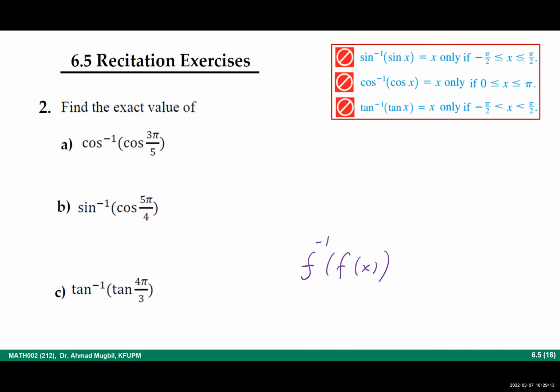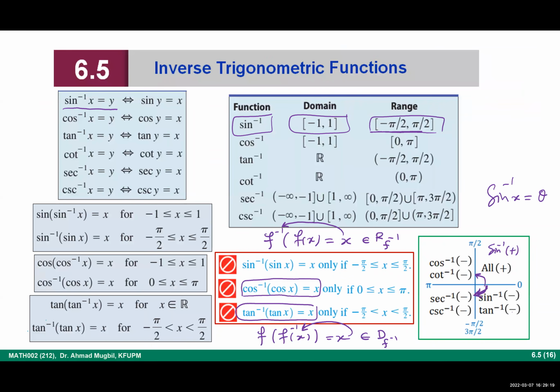Cosine inverse of cosine x is x, only if x is between 0 and pi. These are the warnings. Of course, the general cases are here. When you have sine inverse sine, and the same for the others, be careful. Is it sine of sine inverse x, or sine inverse of sine x? It is not difficult. Just here, this will be an output, in the domain of sine inverse. This will be in the range of cosine inverse, sine inverse. Focus on the inverse. It will be easier.